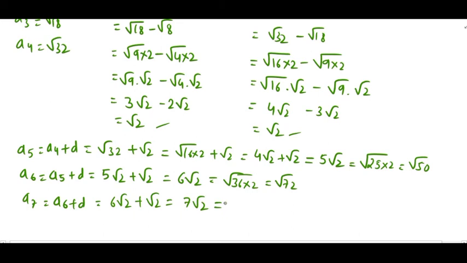See, take 7 inside the bracket. What happens inside the root? What happens? 7 square, that is 49 into 2. See, therefore 49 into 2 is root 98.